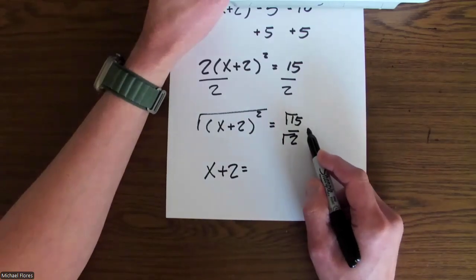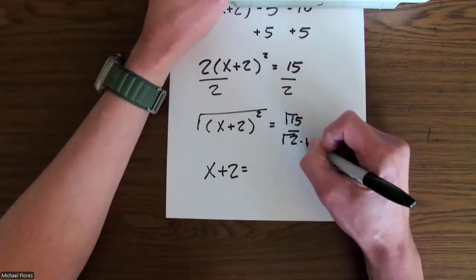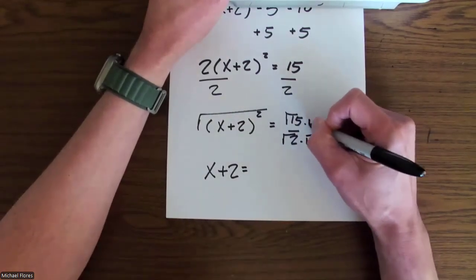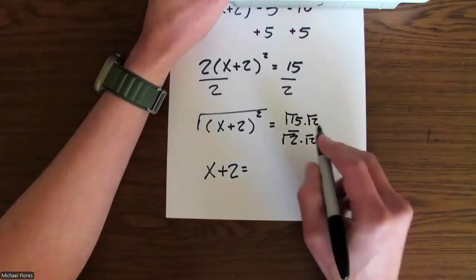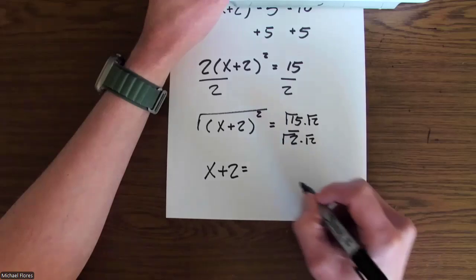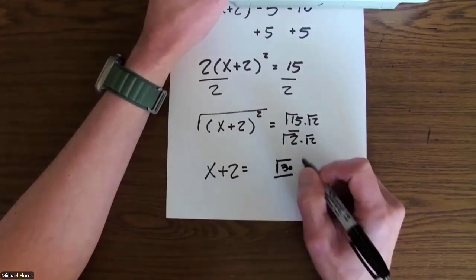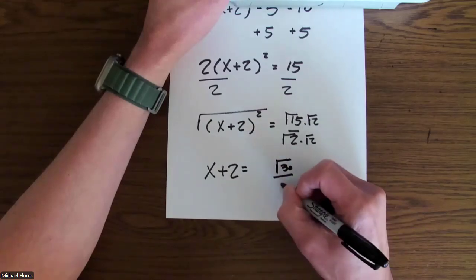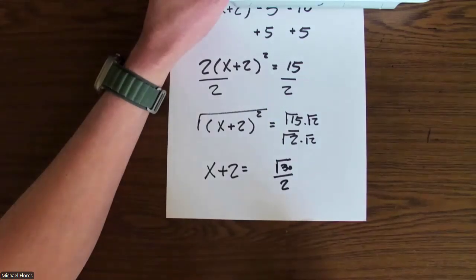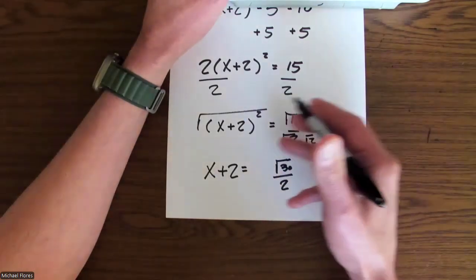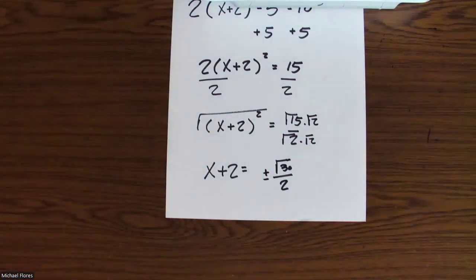All right, over here, square root of 15 will not reduce. And now we can rationalize our denominator. Multiply the top and bottom by root 2. And we have root 15 times root 2 is root 30 over root 2 times root 2 is just 2. Now the square root of 30 will also not reduce, so we're going to leave it like that. Now, since we took the square root of all of this, put plus or minus in front of that result.